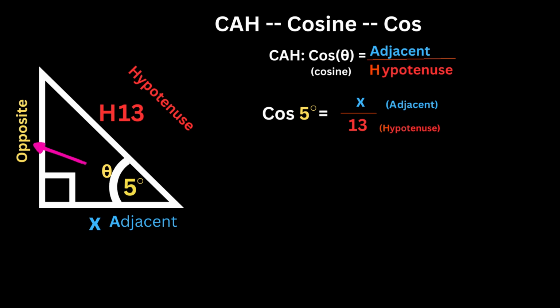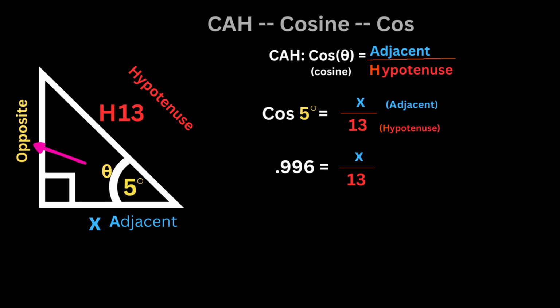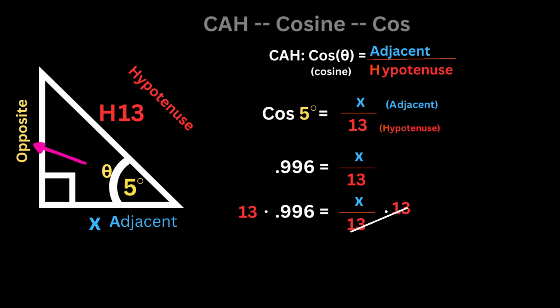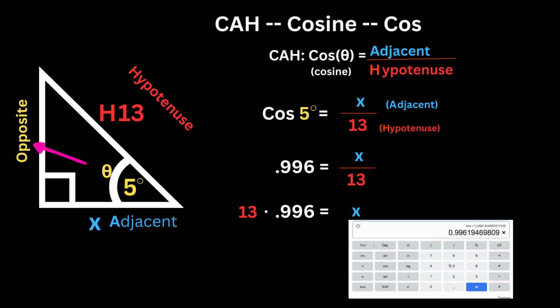Next, let's figure out what the cosine of 5 is on the calculator. In degree mode, we press the cosine function key, then the number 5, and we get 0.996. Then, let's simplify by multiplying both sides by 13 to get x by itself. Then we can multiply 13 by 0.996 and we get the answer, 12.95.